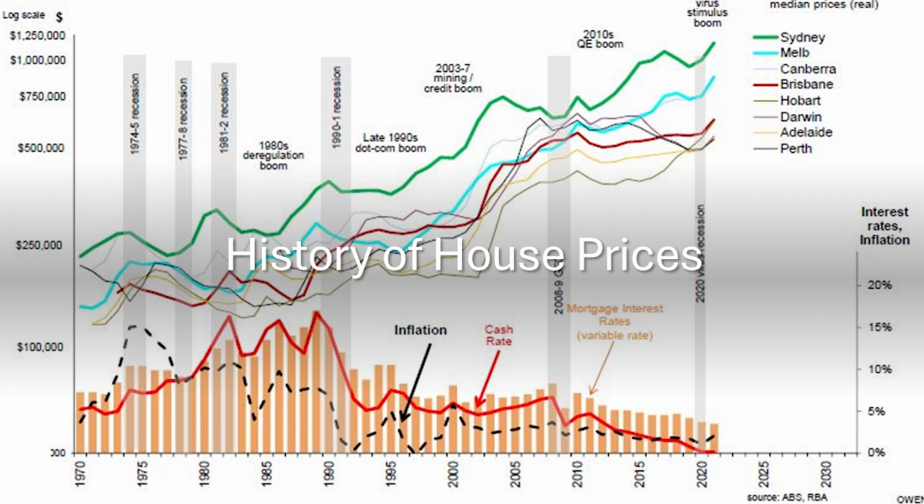You can also see the inflation rate there. So, apart from the 70s where we had awful inflation, it's been pretty relative to the cash rate there anyway. So that's the history of house prices anyway.